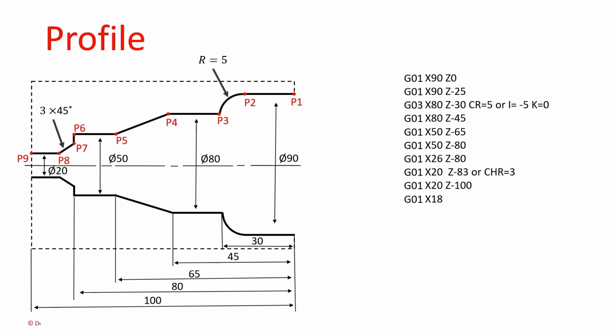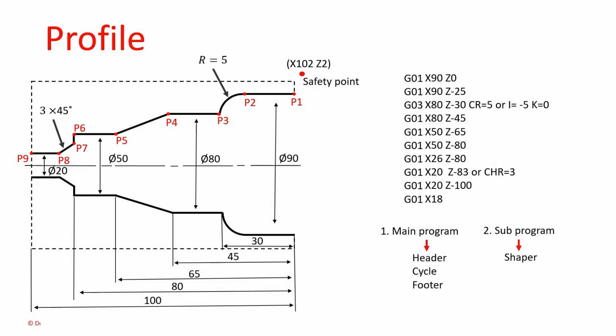Next, check the safety point of the workpiece. This is the safety point. The safety point value is X102, Z2. These values are the shaper values. Our program structure is a header, cycle, and footer. Next, move on to the software.